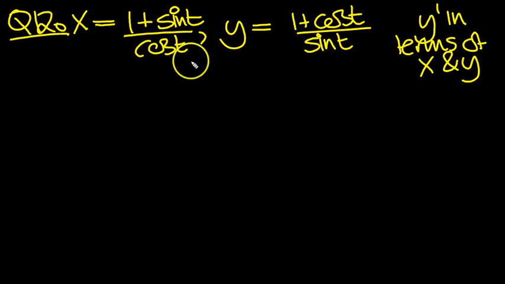x equals (1 plus sine t) over cos t, y equals (1 plus cos t) over sine t. We need to get dy/dx in terms of x and y. So let's use the quotient formula to get the derivatives.